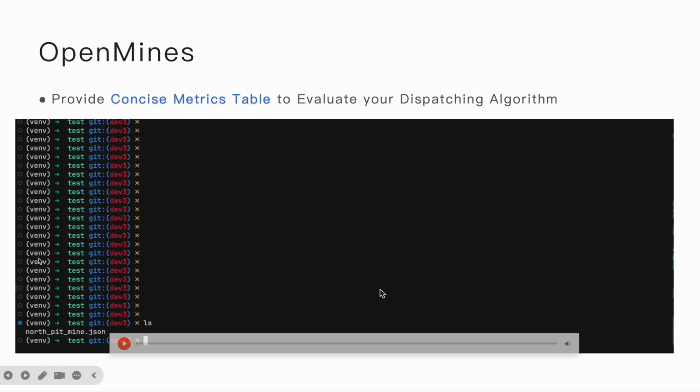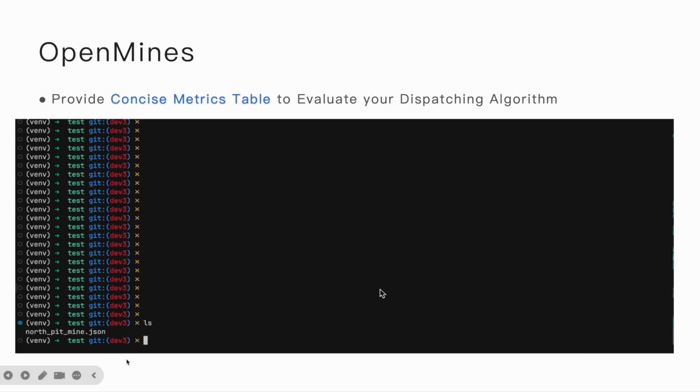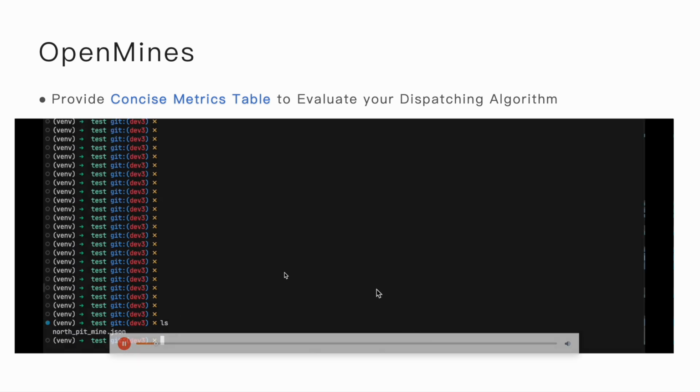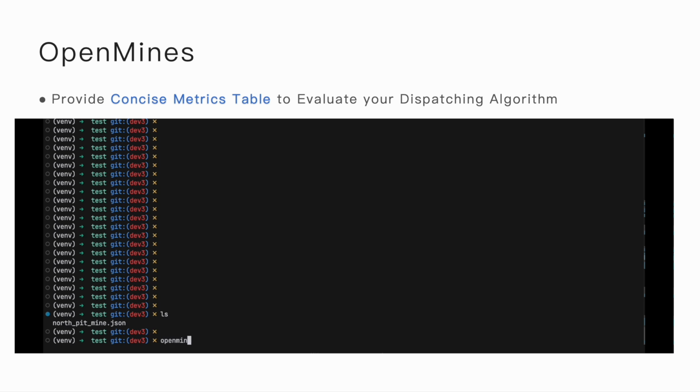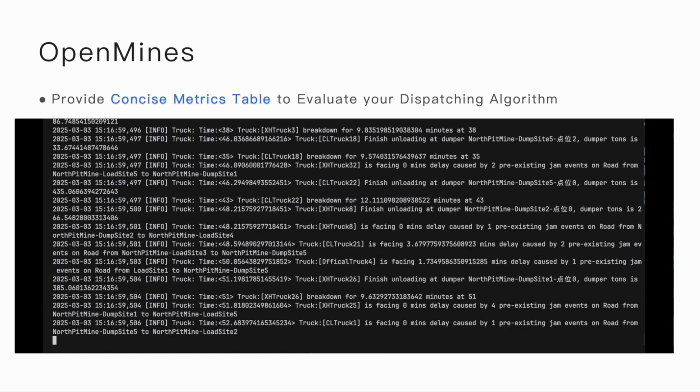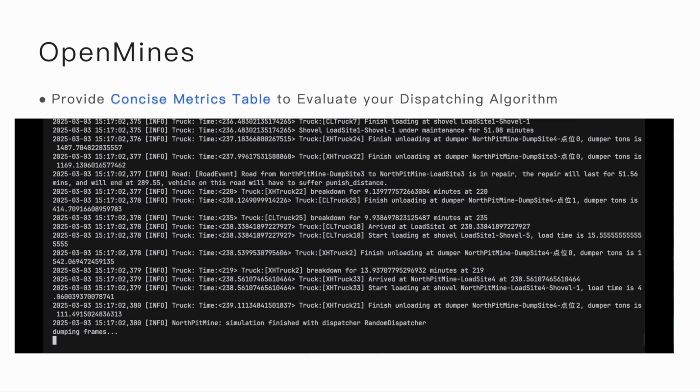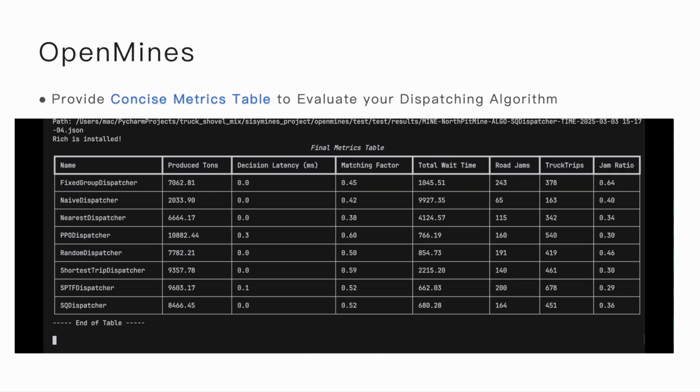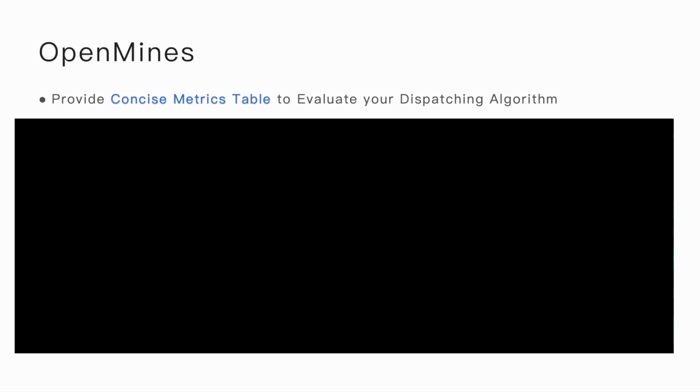So when you finish the previous steps, all you need to do is run the simulation. Here, let's assume that the North Pit mine config is already here. Then you run this command. Then OpenMines will run the simulation for you and produce a very nice table. You can see here the produced tons, decision latency, match factor, wait time, road jams, truck trips, and even jam ratio, the probability that your truck will face a jam event.